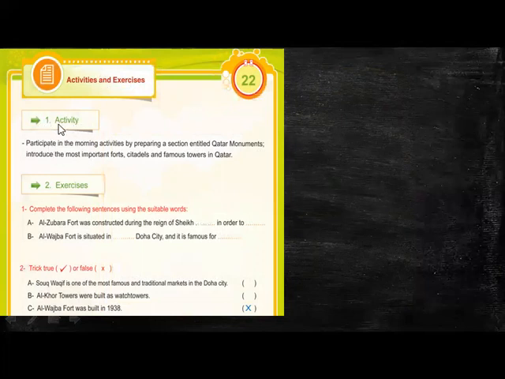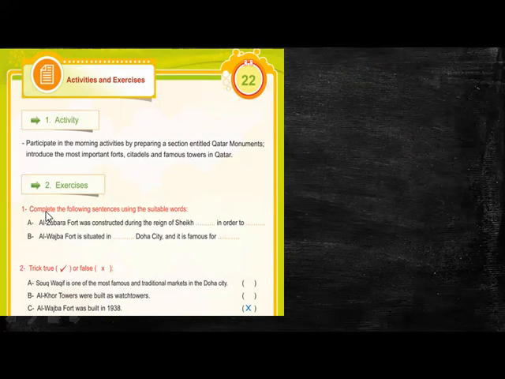So first, the activity. Participate in the morning activities by preparing a section entitled Qatar Monuments, introducing the most important forts, citadels, and famous towers in Qatar. We can do the morning activities that we used to have in our assemblies, but you can do that in the class. So what you can do is collect all the information that we've studied in lesson 2, prepare a poster on an A4 size sheet, bring it to the class, and present it. Now let's begin with the exercise.